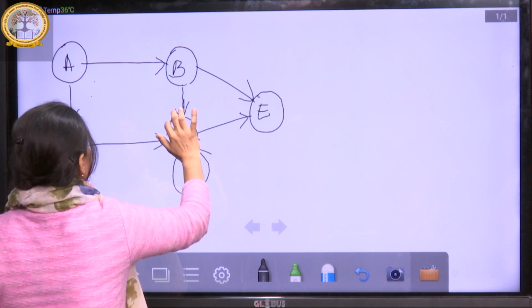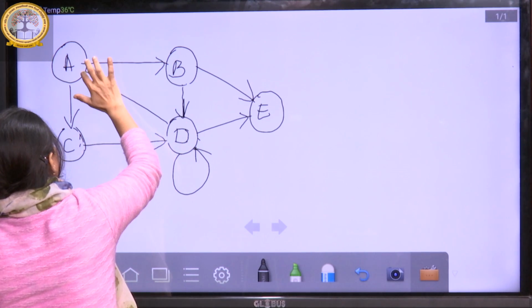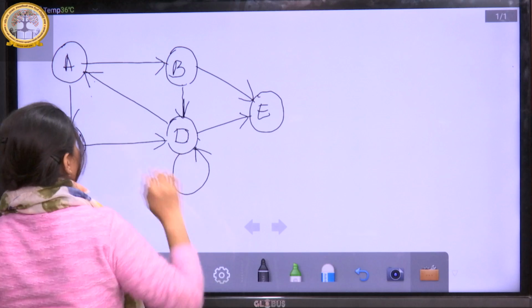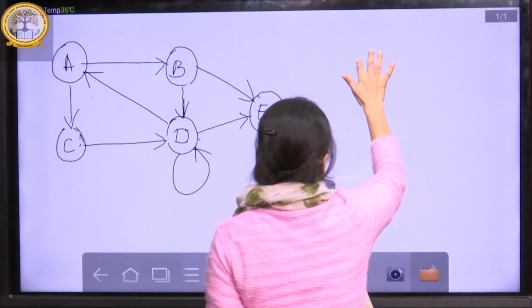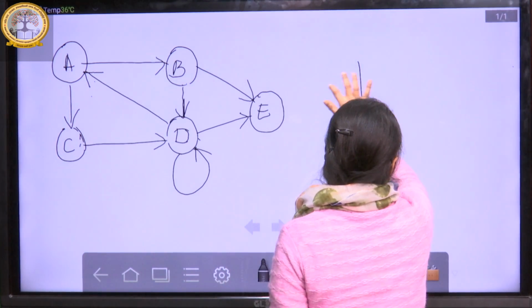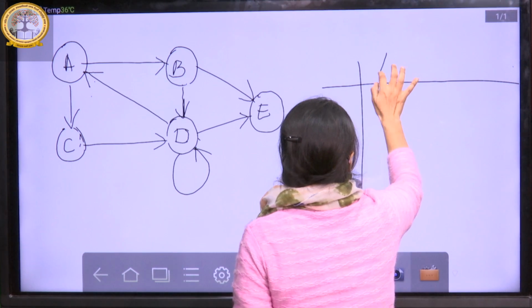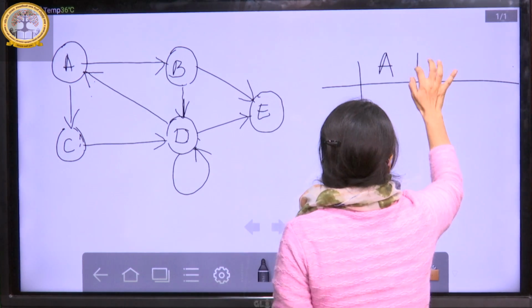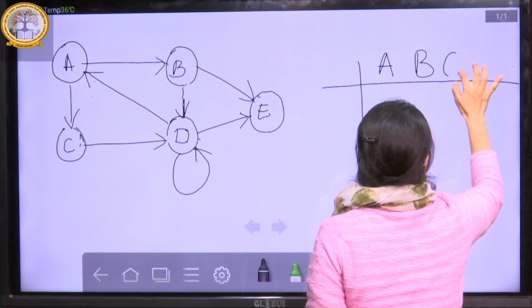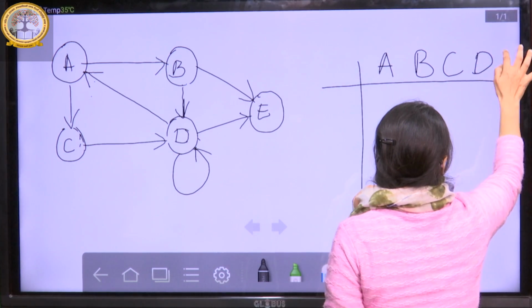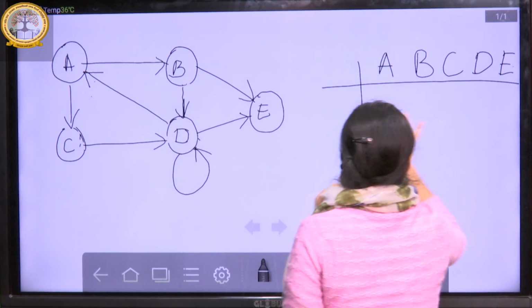Let's make one more edge, D to E. Now let's make an adjacency matrix for this directed graph. A, B, C, D, E.